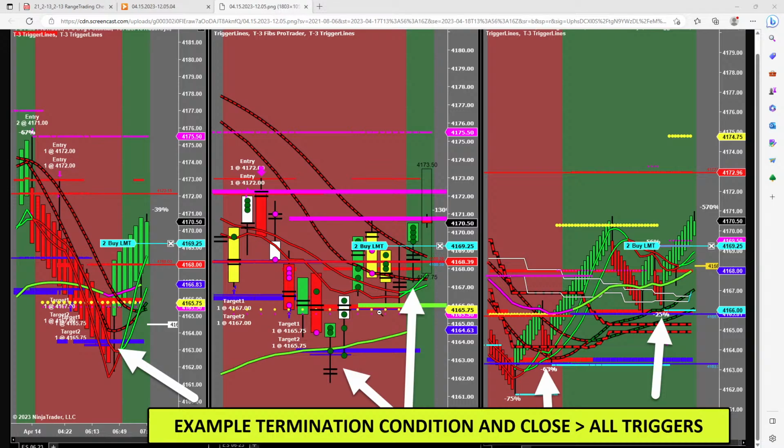So again, could you have bought down here? Sure, but you would have been hoping because the triggers were going down, right? Could you buy right here? Sure, you could, but the triggers are going down. I bet you $1,000 that every time you go long and the triggers are going down, you lose more than you win.